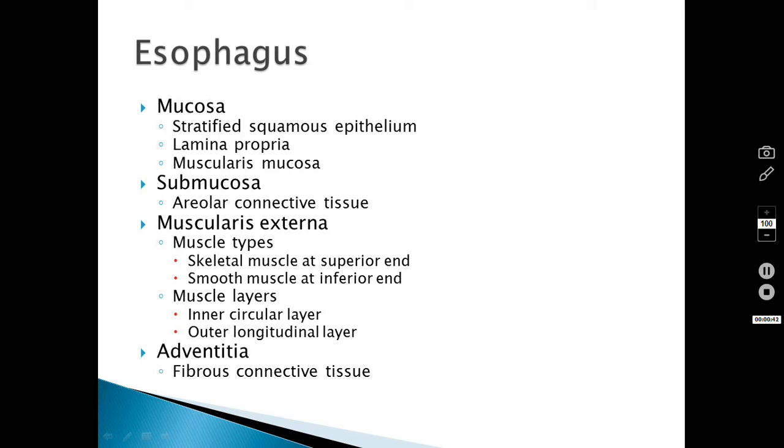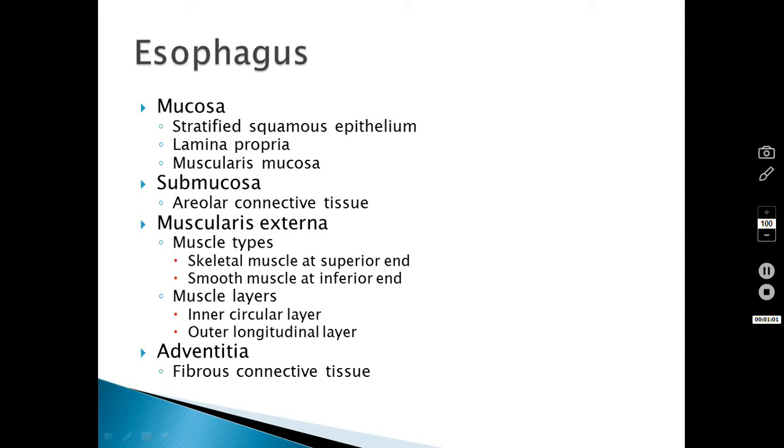So one of the things that makes the esophagus different from the rest of the GI tract is it has stratified squamous epithelia in its mucosa. Most of the rest of the GI tract has simple columnar. The submucosa is pretty standard. It's the areolar connective tissue.